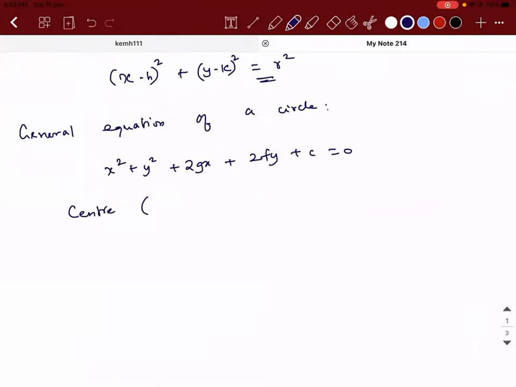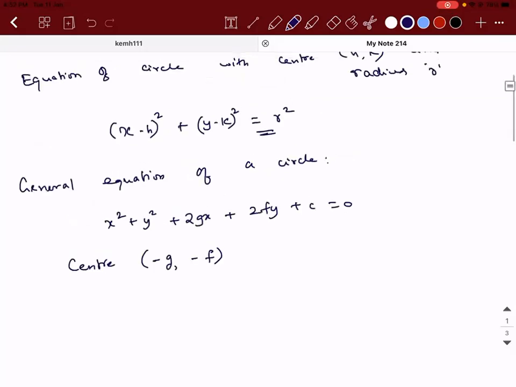How will you find the center when this kind of a structure is given to you? Minus g, minus f. How did you get it? How did you know that this is the center? Why can't it be minus 2g and minus 2f? Or why not plus g and plus f? Logic? Anybody with the logic?